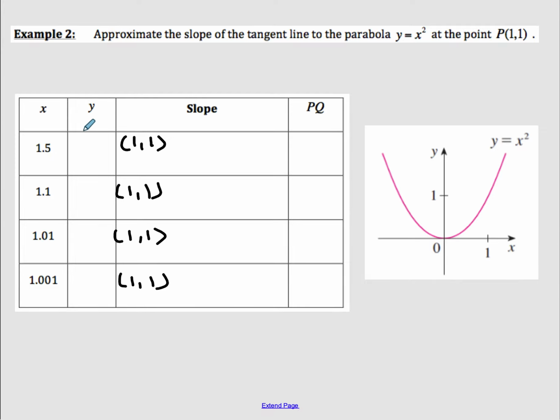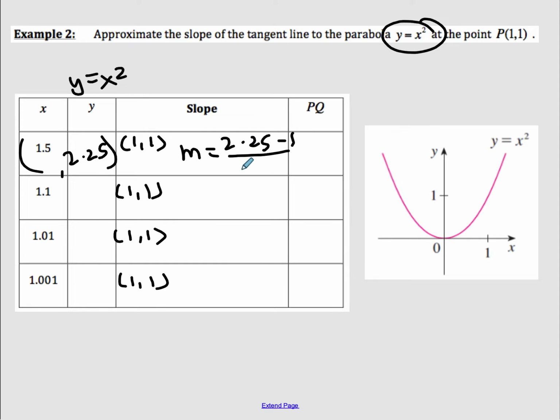If we plug 1.5 into whatever our function is, I would get 2.25. So I have this ordered pair. Take (1, 1) and this ordered pair and I find my slope. So I got 2.25 minus 1 all over 1.5 minus 1. When you calculate this, you get a slope of 2.5. Then I'm going to move closer and closer to my point of tangency (1, 1). So I would have 1.1. If I do that, I have the point (1.1, 1.21).